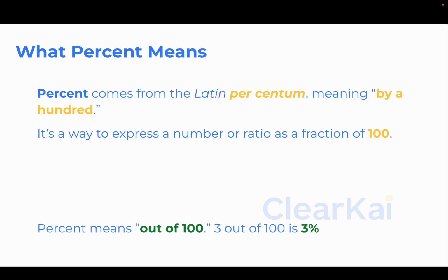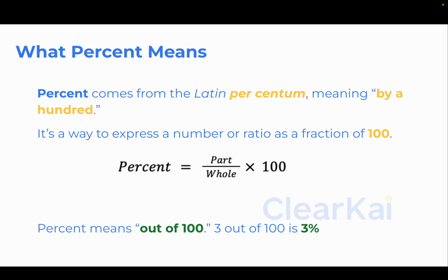So where does the word percent actually come from? It comes from the Latin phrase per centum, which means by 100. That's why percent always connects to the number 100. In math terms, percent is just a way to show part of a whole, but written as out of 100.